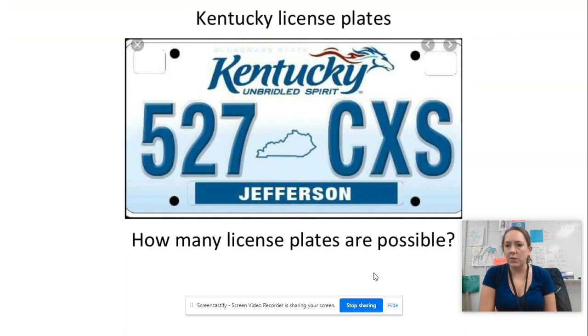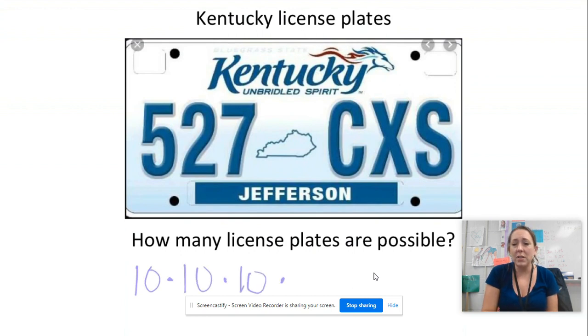So Kentucky license plates don't look like this anymore. They're all jumbled up. But back in the day when they did look like this, to figure out how many different possible license plates there are, you would multiply. There are 10 digits, 1 through 9 and 0, so you would multiply 10 times 10 times 10. And then there are 26 letters in the alphabet, but fun fact, they don't use the letter O on license plates because it looks exactly like 0. So it's 25 times 25 times 25.